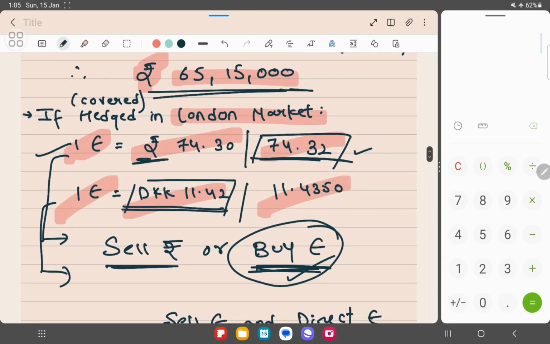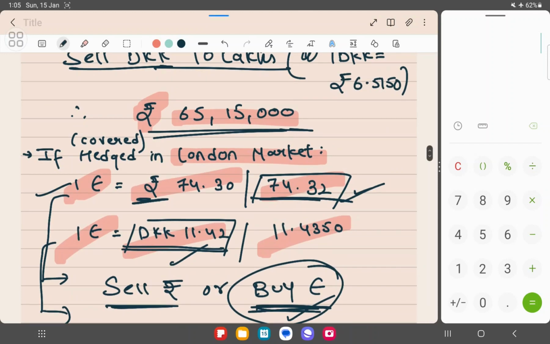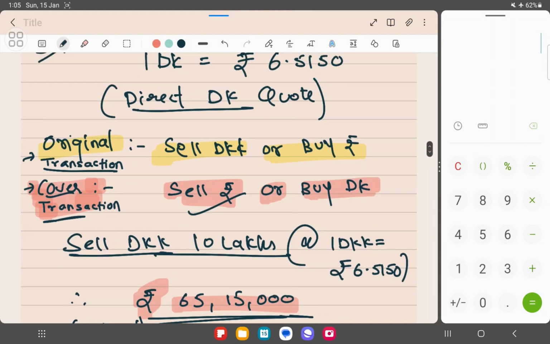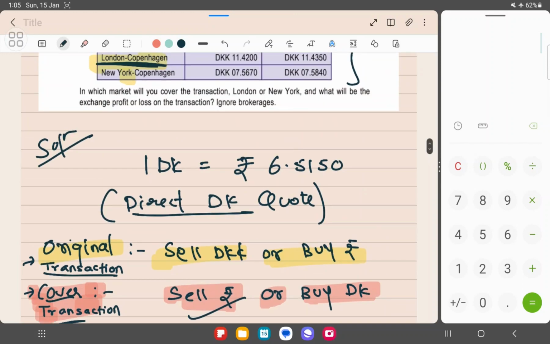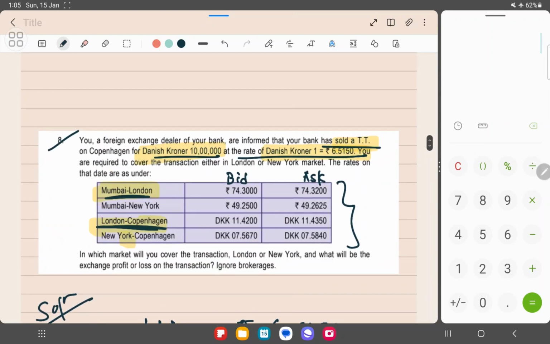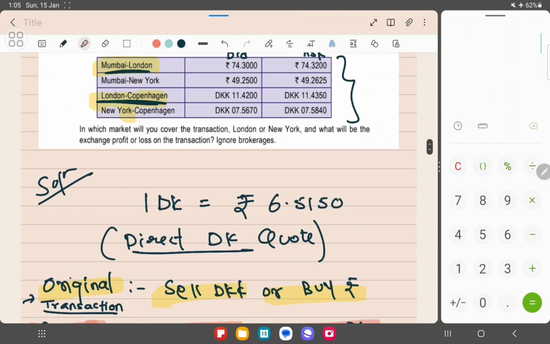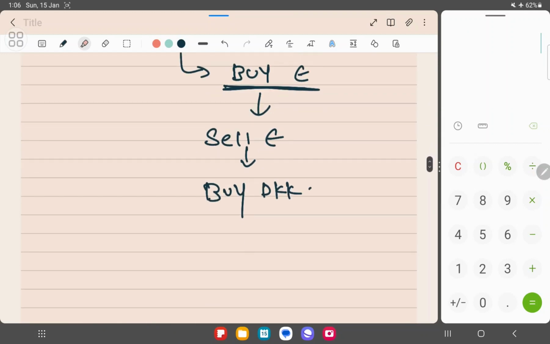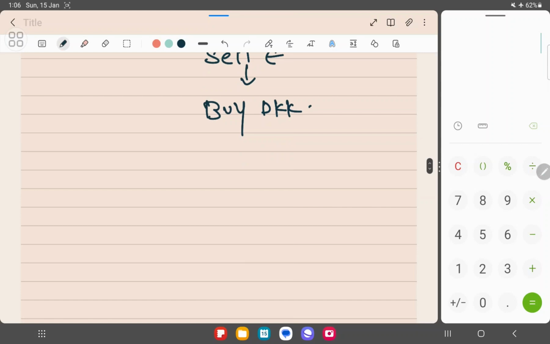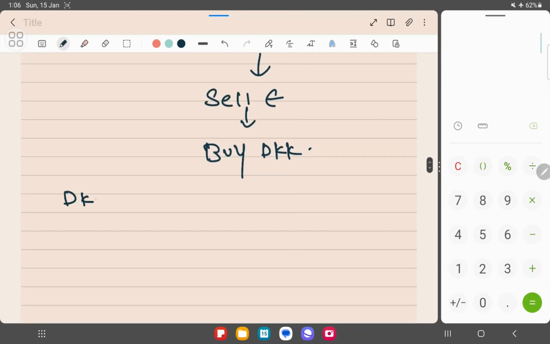We have already selected these two rates. Now what do we do? We multiply or divide. That is the question. There are only two possible scenarios, two possible permutations or combinations, multiply or divide. Now what do you have? What is your foreign exchange exposure currency? Let's see in the question. See, Danish krona, 10 lakh. Okay, that is DKK. DKK is your foreign exposure currency. All right, so I have DKK 10 lakh.